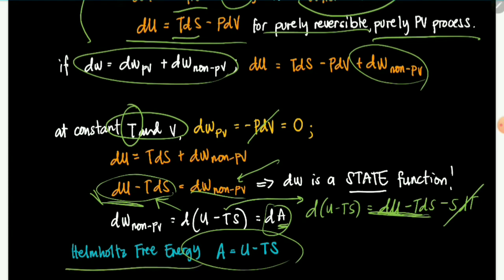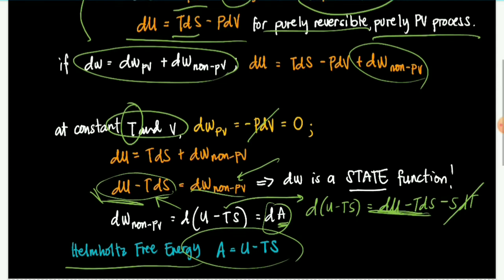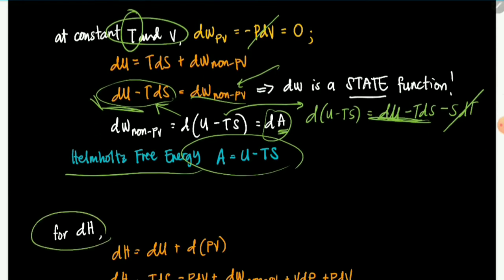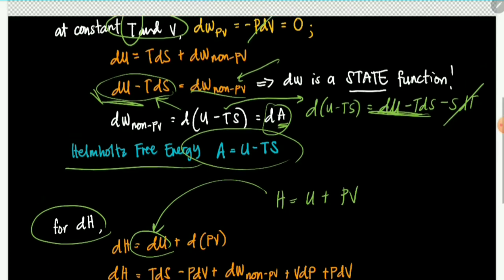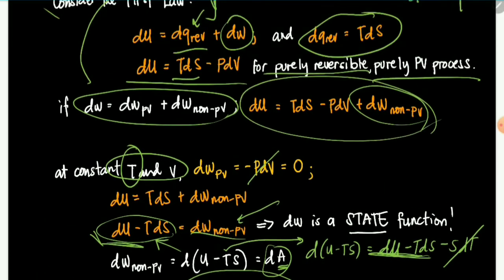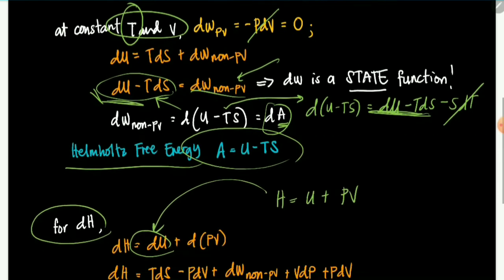So paano naman kapag iba yung conditions? Halimbawa, constant temperature and pressure. So we will use the concept of enthalpy. Okay, from the definition of enthalpy, we have the H, which is equal to U plus PV. Okay, so the derivative dH is equal to dU plus the derivative of PV. So dinefine na natin yung dU kanina. This is equal to TdS minus PdV plus dW non-PV. So ito yun kanina. Okay, so sinubstitute natin siya dito.